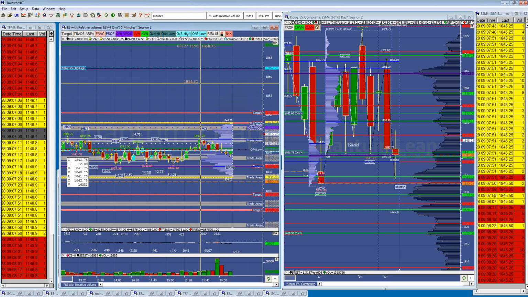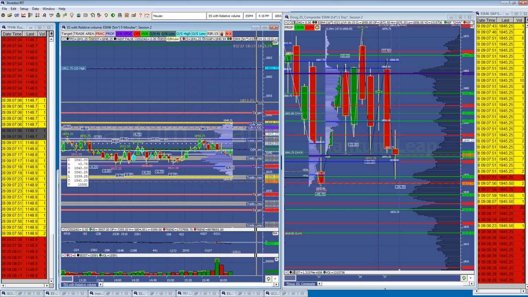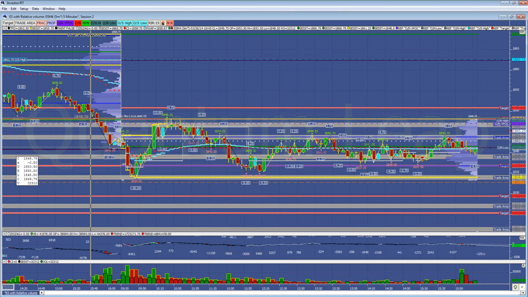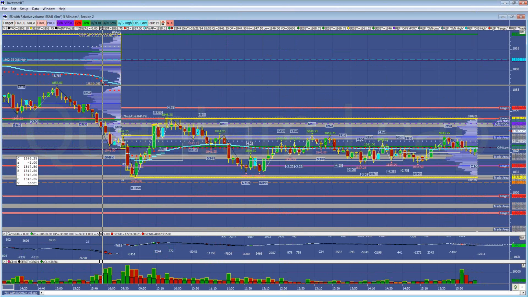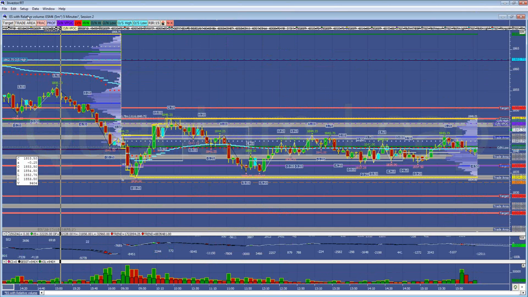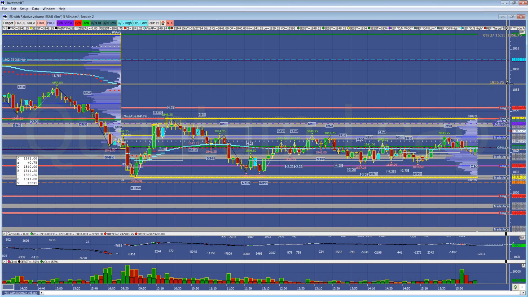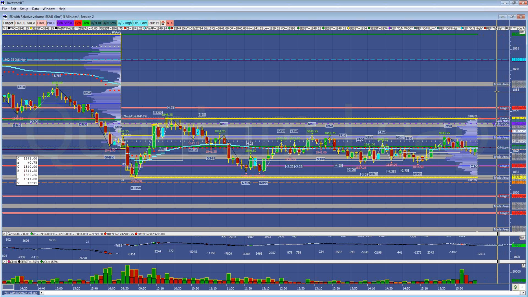$50.75, and then I would look for the possibility of responsive sellers stepping in. Is it 56.50 for the LVN from the prior day and the VWAP? And then above that, you've got 61.50.